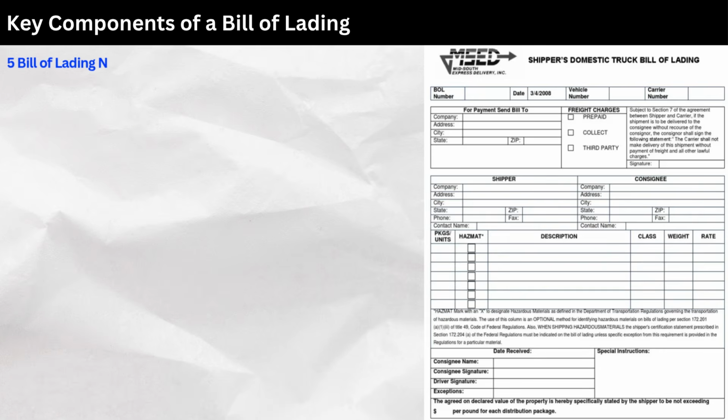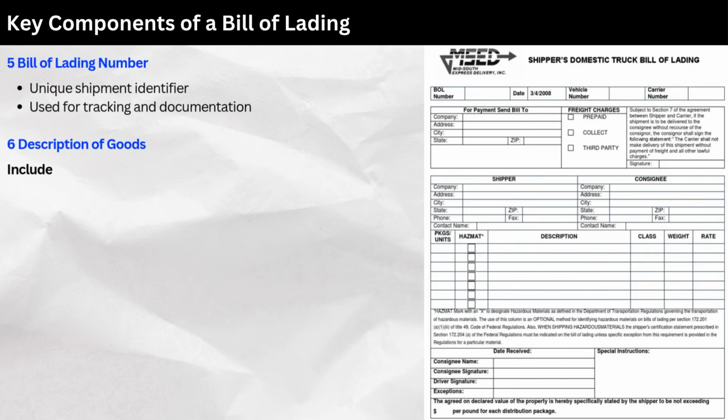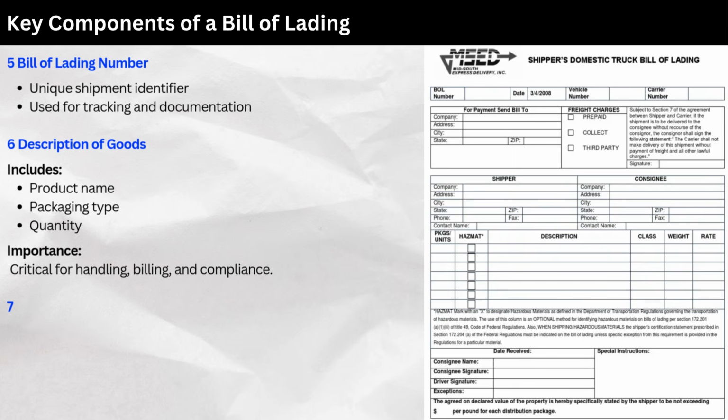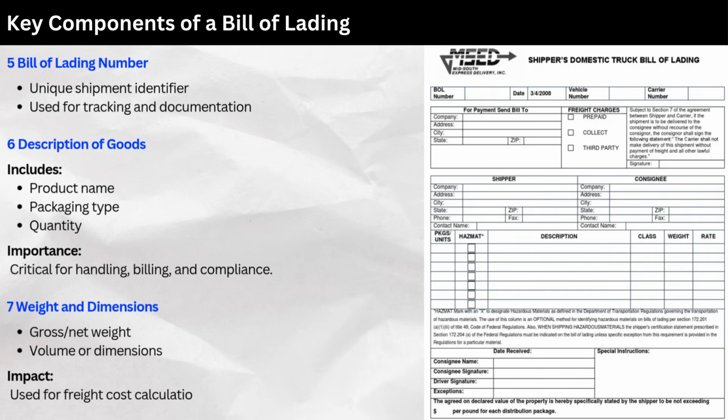5. Bill of lading number. Unique shipment identifier. Used for tracking and documentation. 6. Description of goods. Includes product name, packaging type, quantity. Importance: critical for handling, billing, and compliance. 7. Weight and dimensions. Gross or net weight, volume or dimensions. Impact: used for freight cost calculation and load planning.